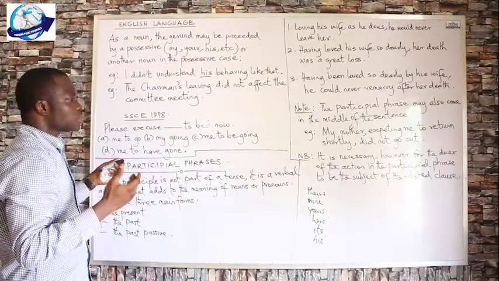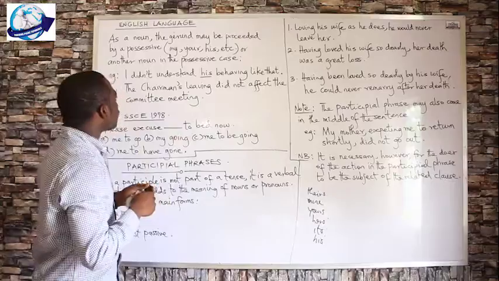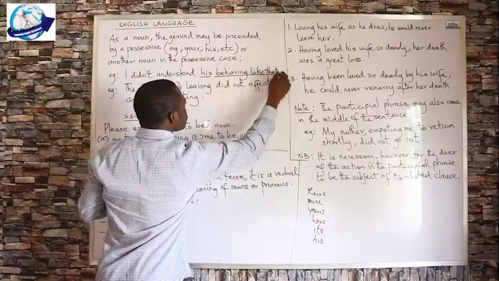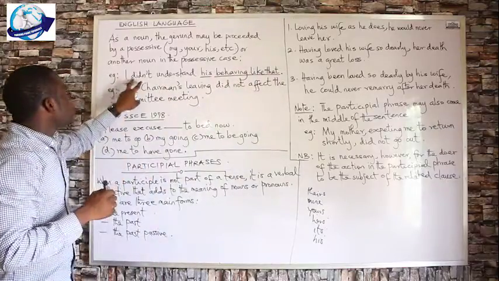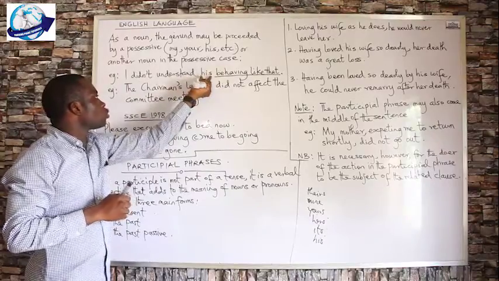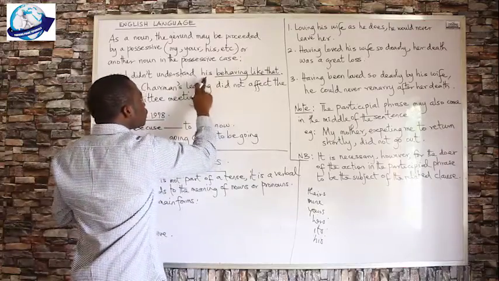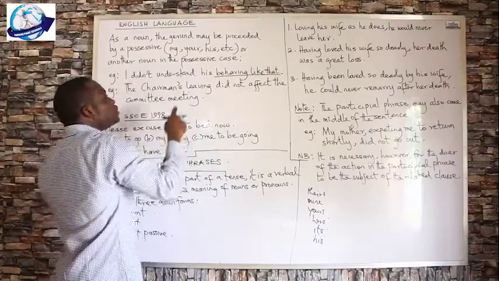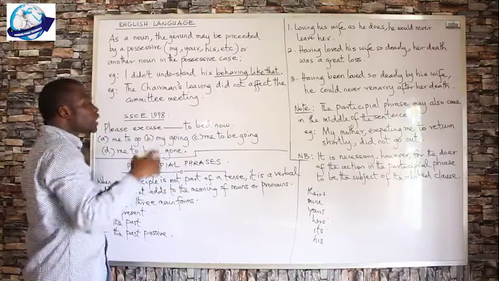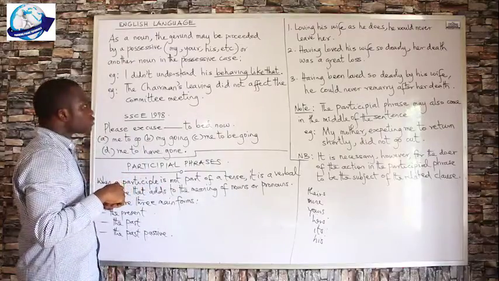Generally, it's a statement that is not really sounding too sweet to the hearing, but then you see that the gerund, which is the behaving, look at it now, is preceded, coming before, by a possessive. Before the gerund, you are having a possessive. So I didn't understand his behaving like that. That means a possessive can come before a gerundive statement.